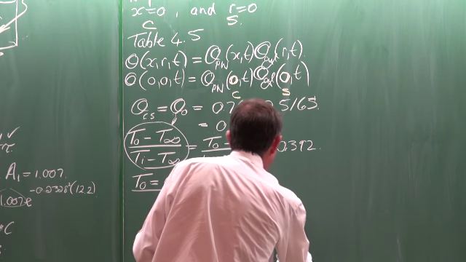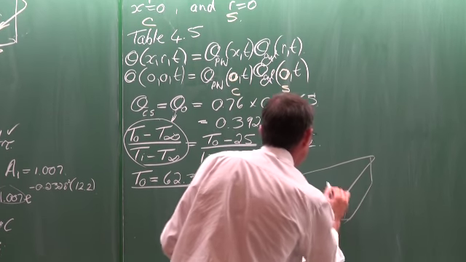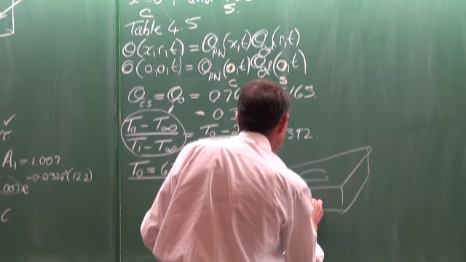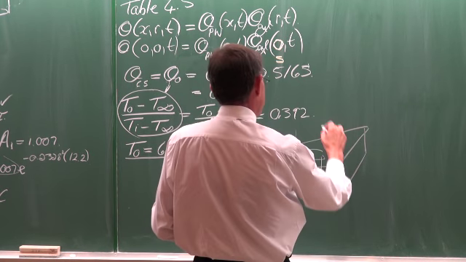So just to make things clear, if that is the plane wall, that is the cylinder there, like that.